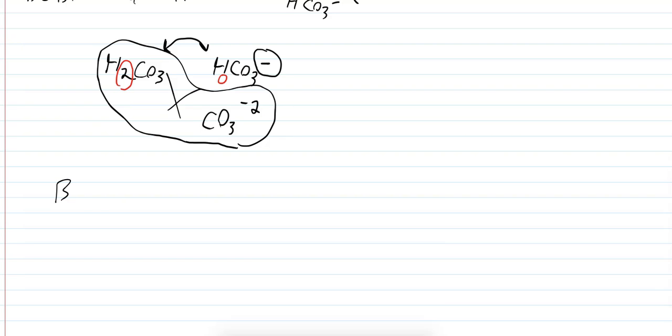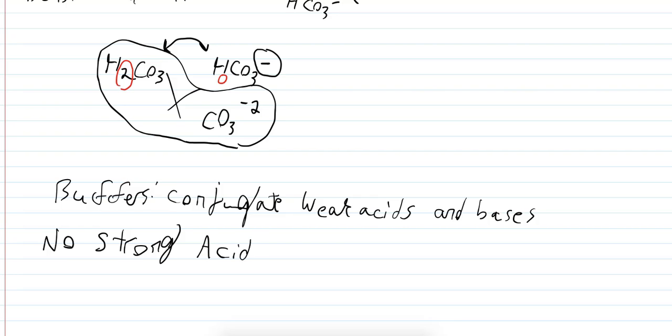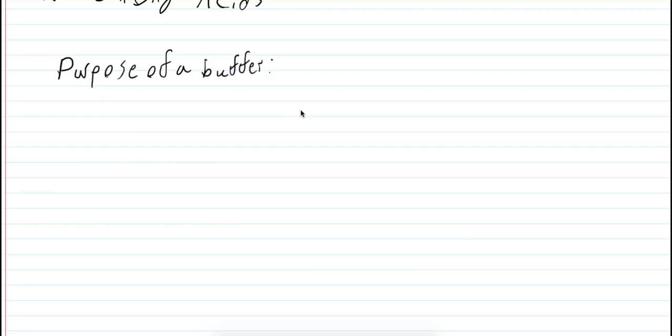And that is going to be a big thing when working with buffers. For buffers, you need conjugate pairs of weak acids and bases. We cannot have strong acids with this, so no strong acids. We need the reaction to be able to go both forward and backwards. Weak acids and bases let us do that. Now, the purpose of a buffer is to maintain the pH of a system.